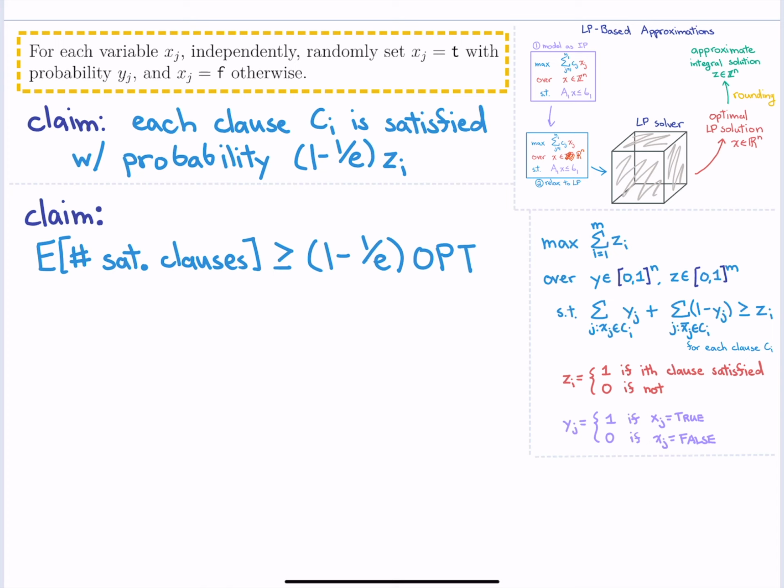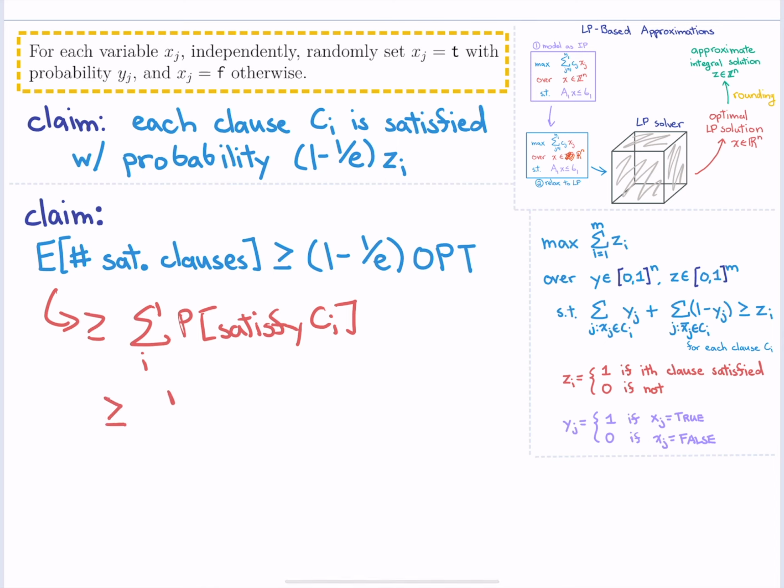Okay, linearity of expectation. So this is at least summing over the clauses, the probability that it satisfies Ci, right? So that's linearity of expectation, which we did a week ago. And so for each clause, we can plug in the thing which was a little bit messier, but nonetheless, we were able to show, okay, 1 minus 1 over e times z sub i, right? And now how do I do the last step?